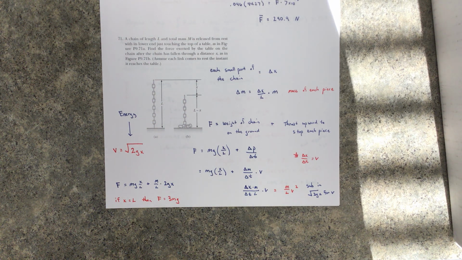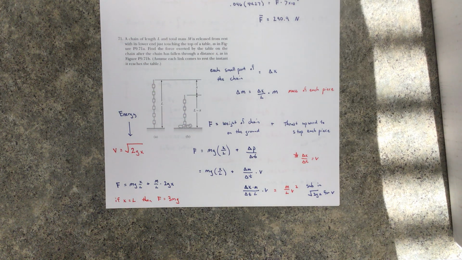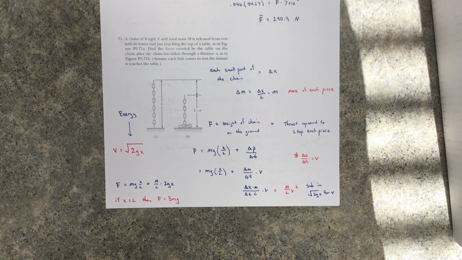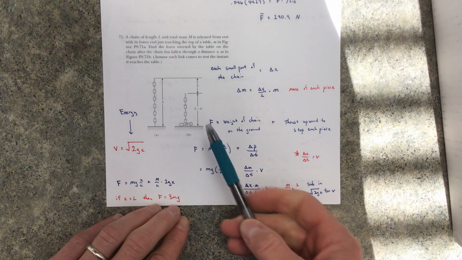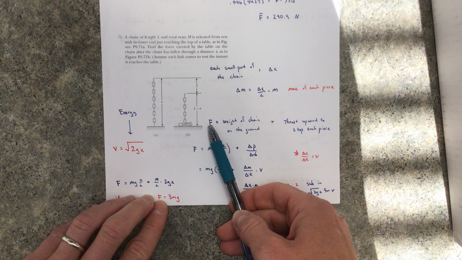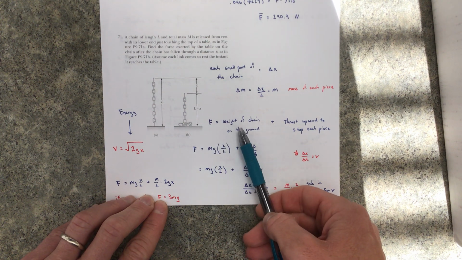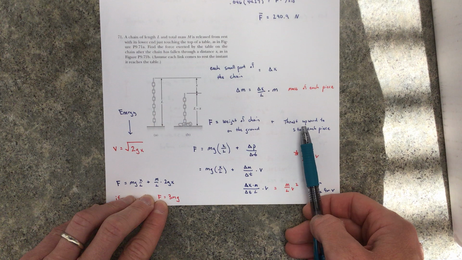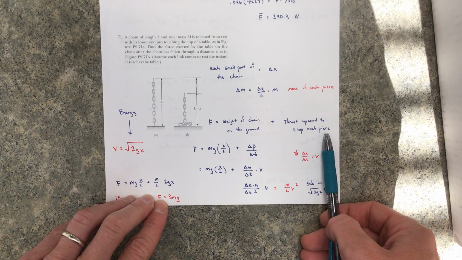The force that the ground has to support is really two things. One, it has to support the weight of the chain that is laying on the ground, and it has to actually stop the chain that's falling, and each little link is falling at a different velocity. So each little link has a different amount of momentum, but that momentum has to be thrust upwards. Here's the basic equation: the force of the table has to be the weight of the chain, it has to support it, and then it has to provide some upward thrust to stop each piece.